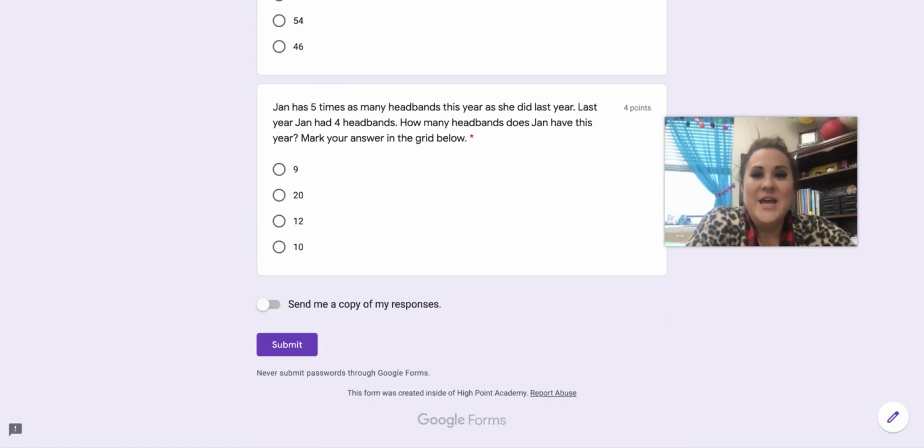And finally, Jan has 5 times as many headbands this year as she did last year. Last year, Jan had 4 headbands. How many headbands does Jan have this year?